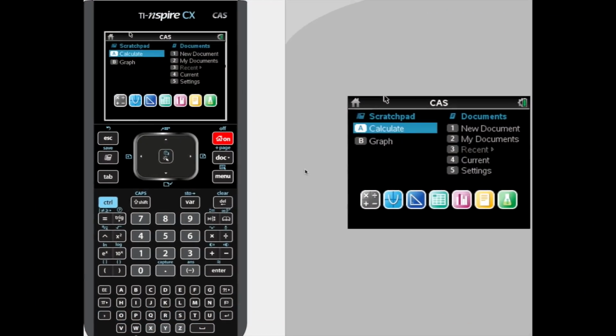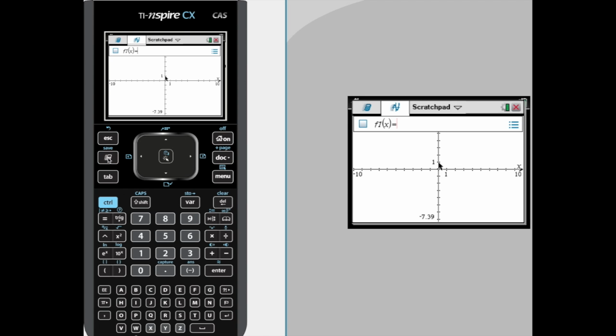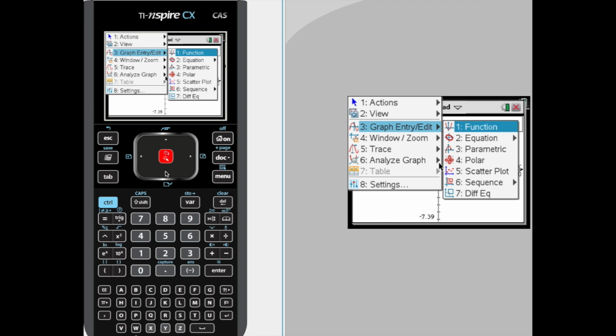So you'd like to graph a polar equation with your graphing calculator. Well, this is what it's going to look like on a TI Nspire, whether it's CAS or not. We're going to toggle between the scratch pad and go to the calculator. Nope, don't want the calculator. We're going to the graphing calculator portion. We're going to hit Menu. We're going to go down and select 3 for Graph and Edit Entry, and that's where you can tell it that I want to graph a polar equation.